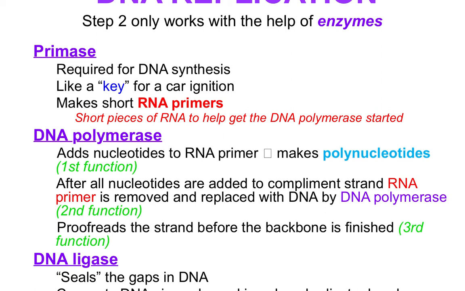DNA polymerase adds nucleotides to that RNA primer, and it starts to make polynucleotides. After all the nucleotides are added to that complementary strand, the RNA primer is removed, and then it's replaced by DNA, and actually by DNA polymerase. DNA polymerase is then going to proofread the strand before the backbone is all finished up. And then DNA ligase comes by and it seals the gaps in the DNA. It connects the DNA pieces by making phosphodiester bonds.